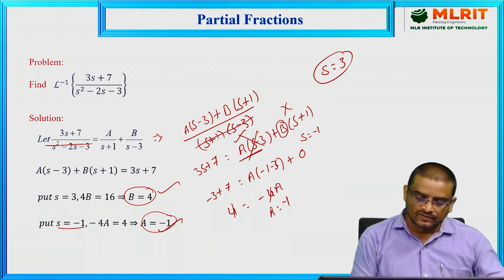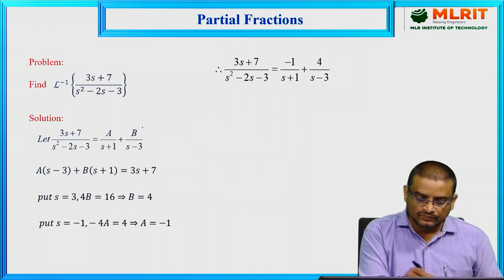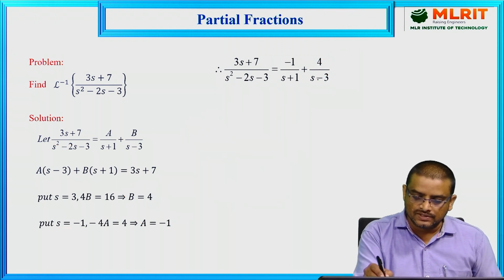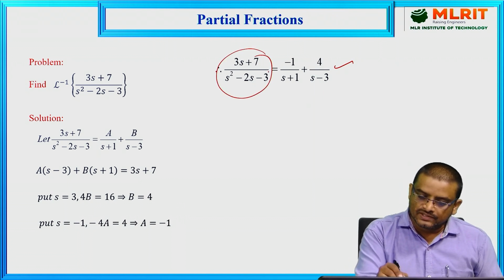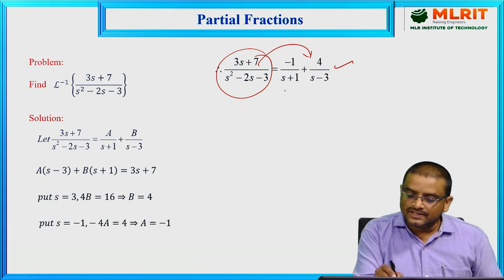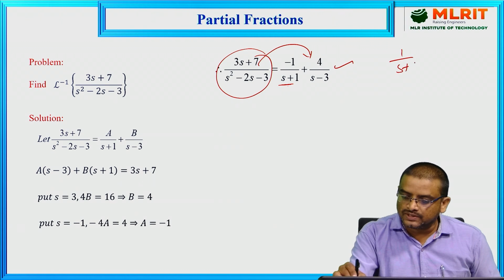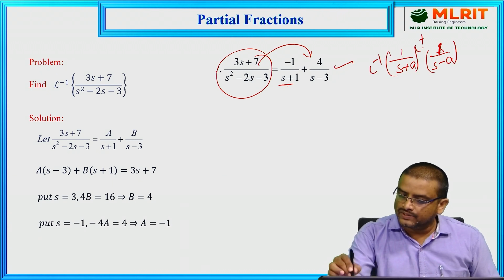So once after finding that a value, b value, you substitute those values here. A is equal to minus 1, b is equal to 4. Now this entire function is converted into a simple function. How can you say that this is a simple function? Because the denominator we are having is in the form of 1 by s plus a. Here in the second term we are having 1 by s minus a form. So for this we have the standard formulas to find out the L inverse here.